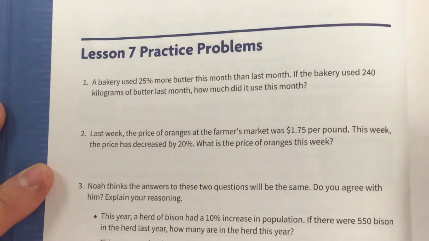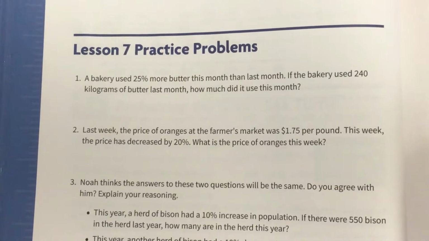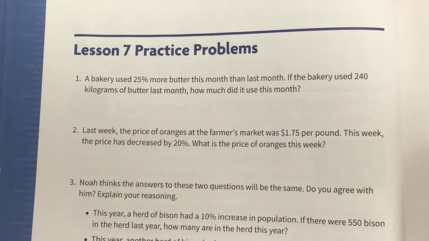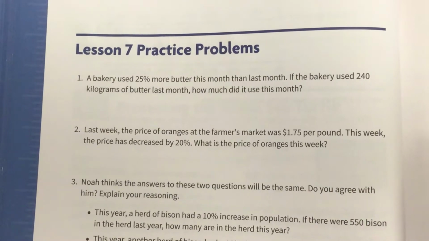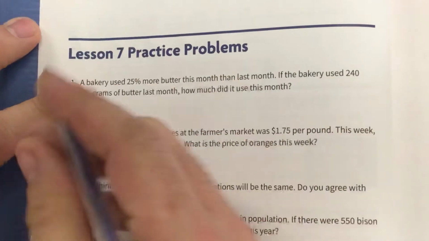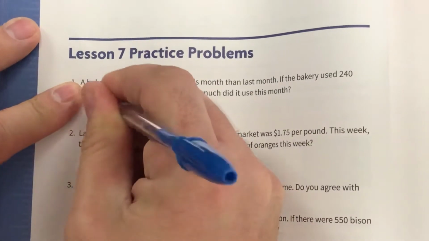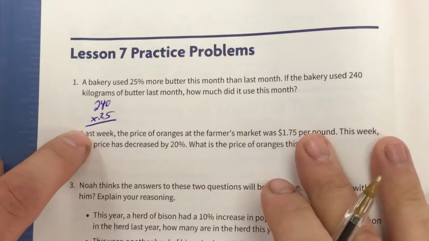First question from lesson 7. 25% more butter this month than last month. Used 240 kilograms last month. So is this month going to be more or less? Should be more. Okay, so if you take 240 times 25%, times 0.25, anybody have that answer?